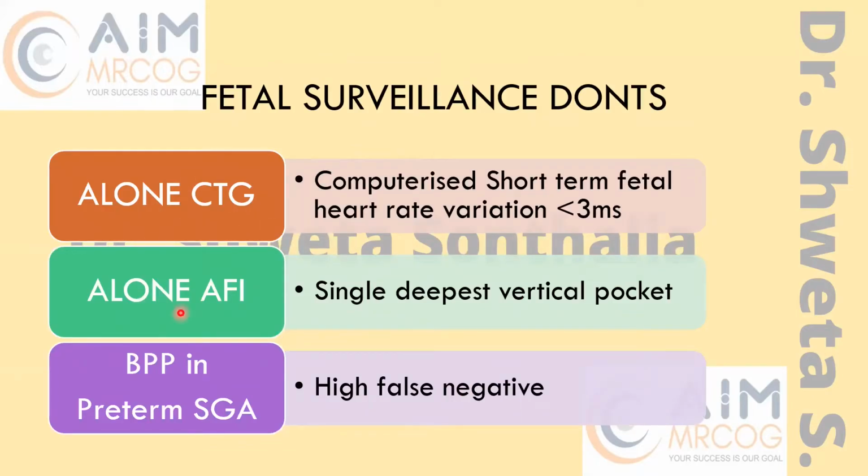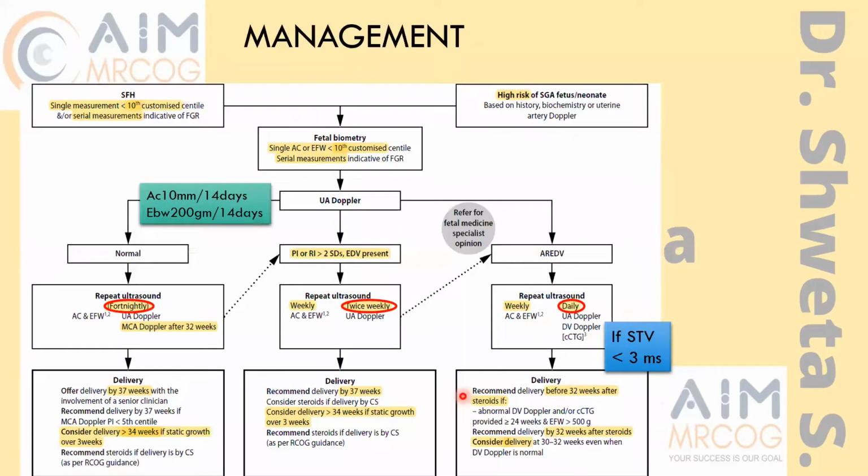Now, as I told you, alone CTG, alone AFI and BPP in preterm, you are not going to use because alone this is not going to carry any significance. And BPP in preterm is high false negative. So you will not choose it in option. Now, this management chart is very important because whenever they make an EMQ or SBA, EMQ mainly will be made from this chart because of how you will manage different scenarios.